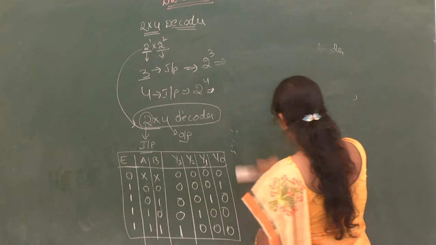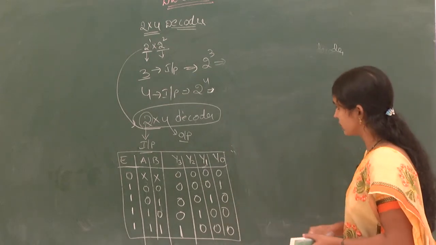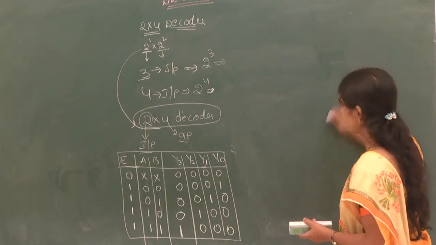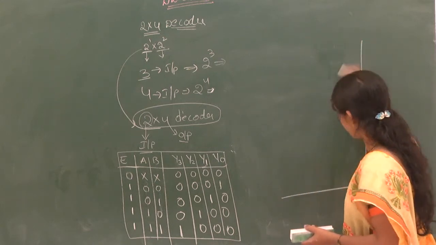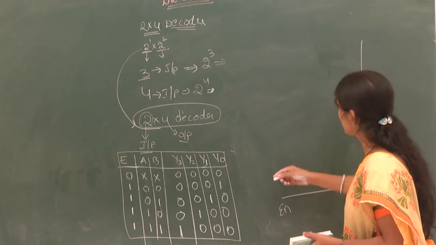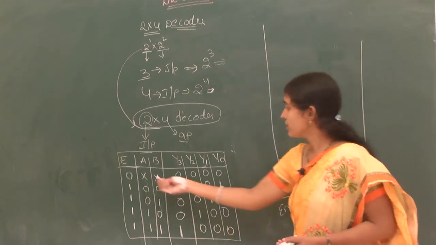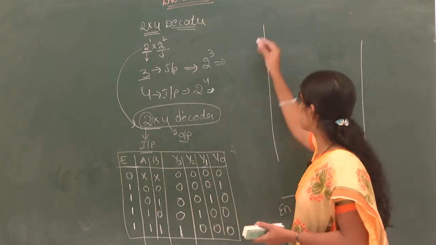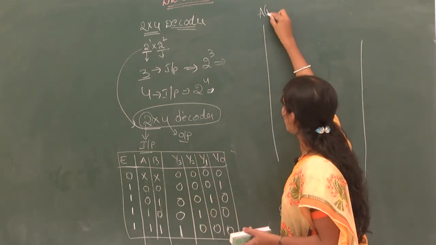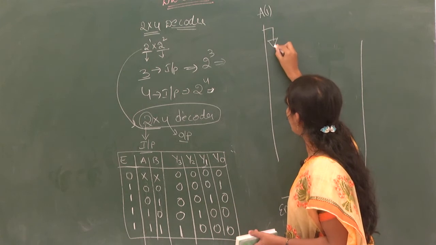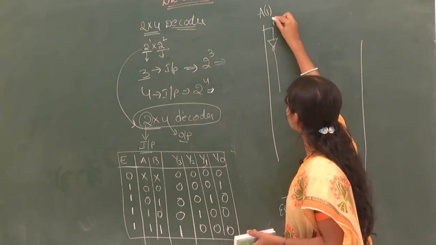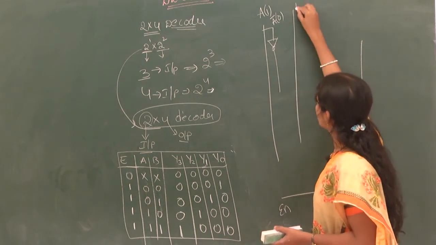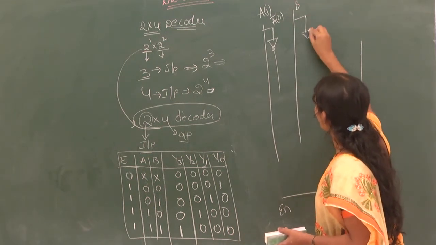Coming here, how to design your circuit. There is one enable input. Let this be our enable input. A has zeros and ones, that means 2 possible combinations. A, let it be 1, and A bar is nothing but your 0. At the same time, B and B bar.